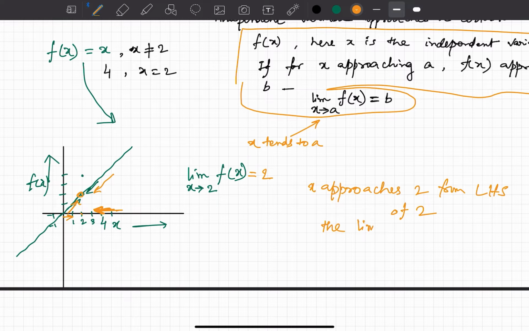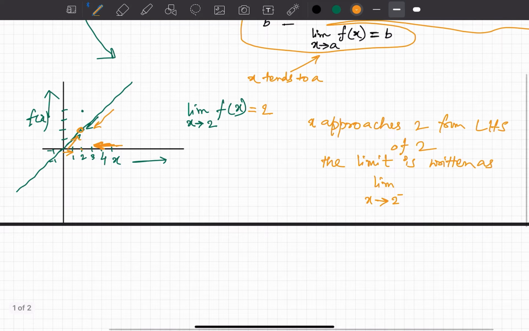the limit is written as limit x tends to 2 but from the left hand side, that is from the negative side.